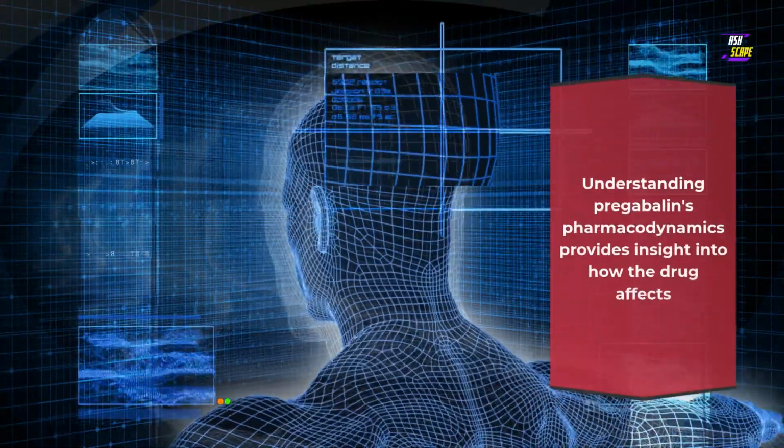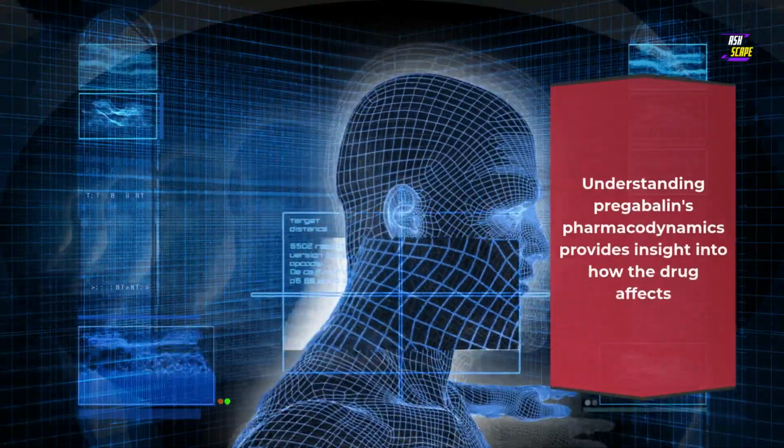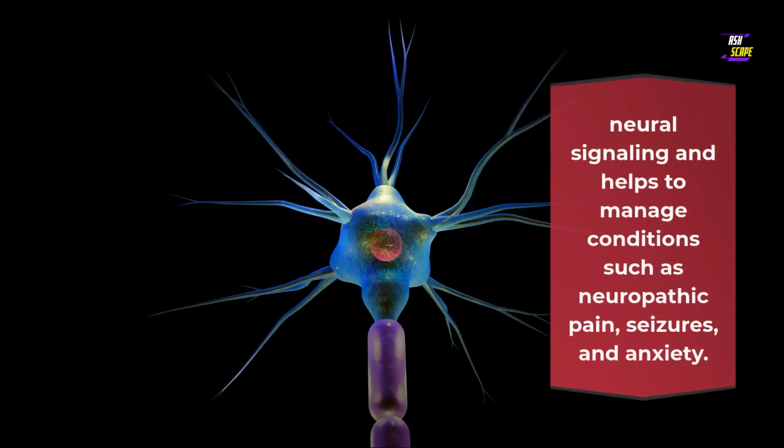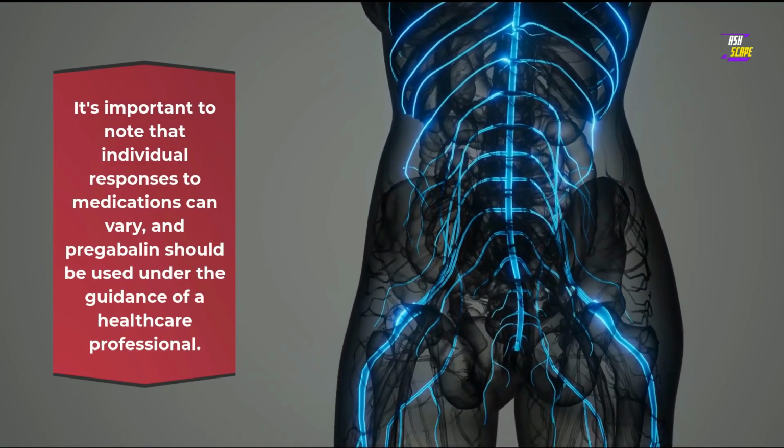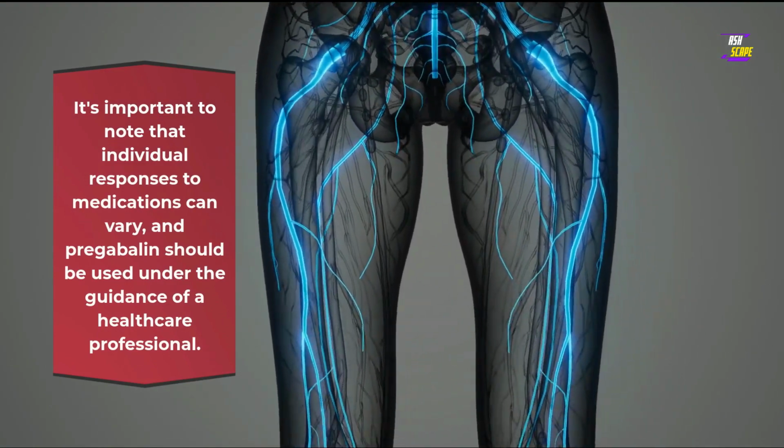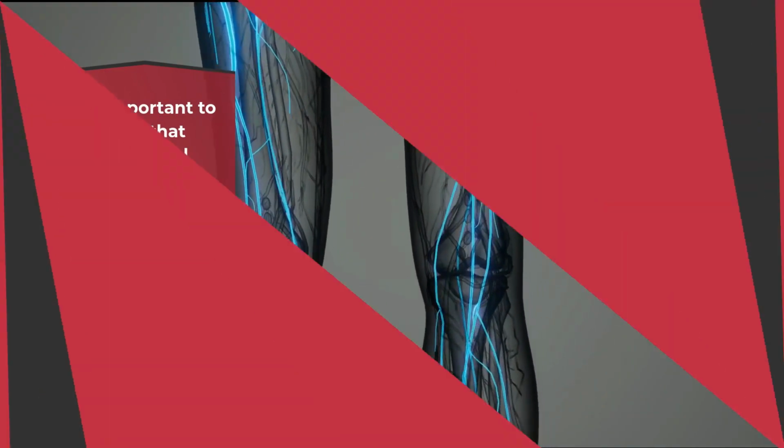Understanding pregabalin's pharmacodynamics provides insight into how the drug affects neural signaling and helps to manage conditions such as neuropathic pain, seizures, and anxiety. It's important to note that individual responses to medications can vary, and pregabalin should be used under the guidance of a healthcare professional.